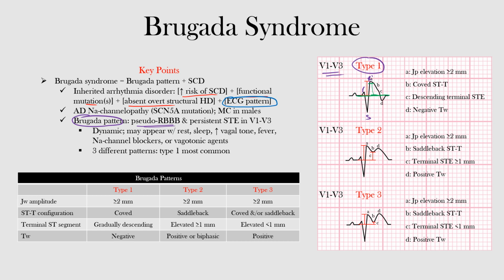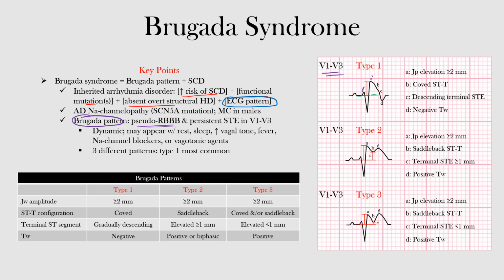Now, since the original description of Brugada syndrome in 1992, there have been three main associated patterns described. There's type 1, type 2, and type 3. And we're going to look at each of these patterns now. So the first pattern is type 1, which is the most common of the three types. Type 1 has a prominent high takeoff J-point elevation with a coved type ST segment elevation with an amplitude that's greater than or equal to 2 millimeters, leading to an inverted T wave, okay?